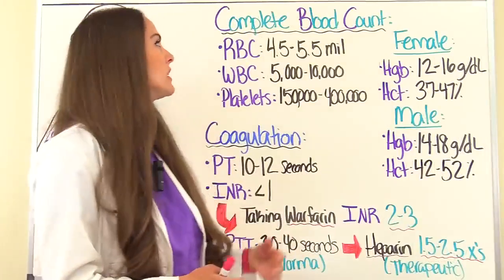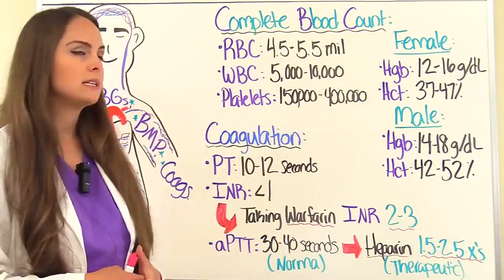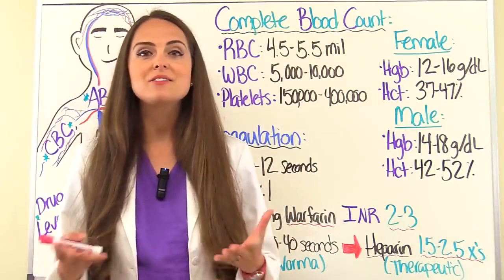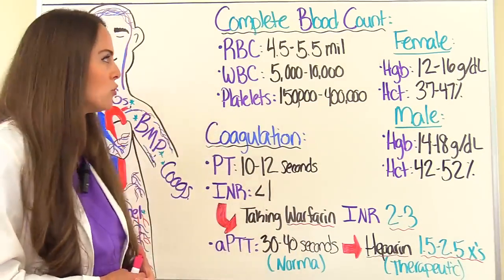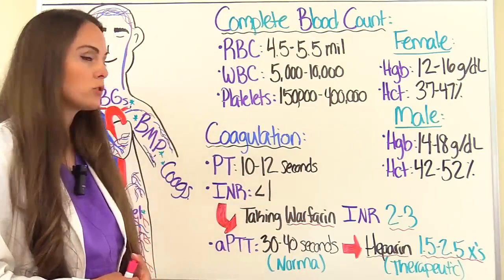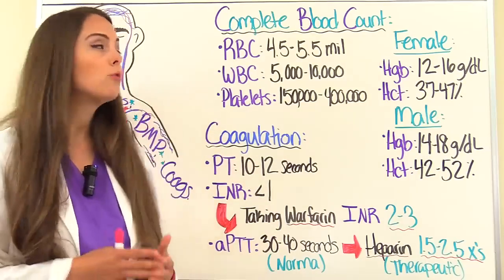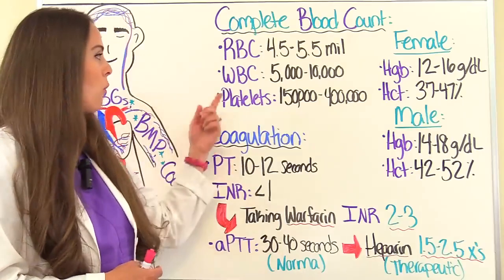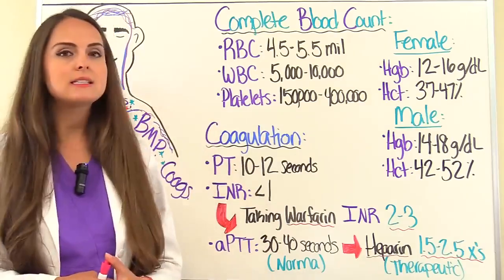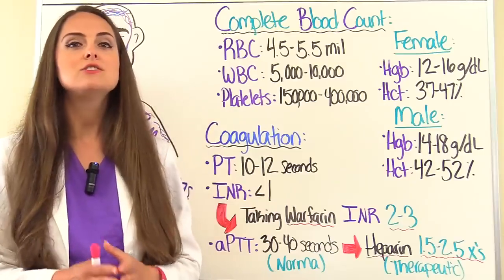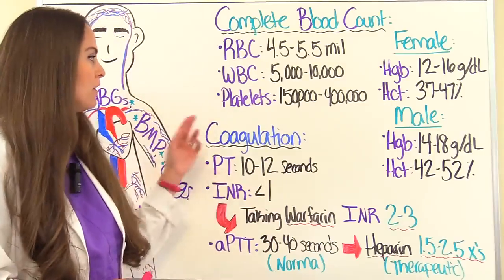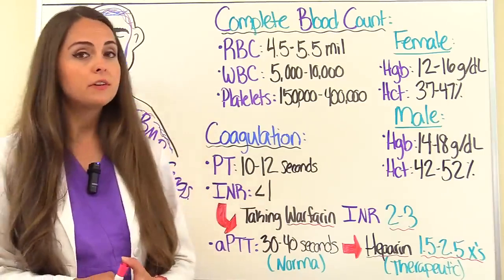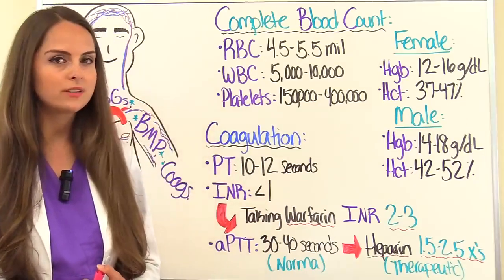So first, let's start out talking about the complete blood count, the CBC. This tells us about the cells in our blood. So what's a normal RBC range, a red blood cell range? It should be 4.5 to 5.5 million. For white blood cells, WBCs, it should be 5,000 to 10,000. For platelets, it should be 150,000 to 400,000.